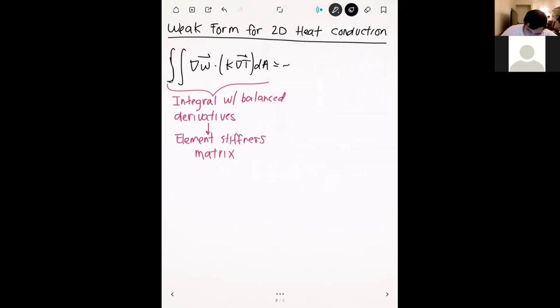This is going to be equal to minus a line integral of W times Q times ds. This integral right here is our Neumann boundary condition, because remember, whenever we have a weak form, any Neumann boundary conditions are baked into our expressions. We don't need to do them separately, like we usually do with the strong form. And this is going to be equal to the double integral of our weighting function multiplied by our heat generation, which is a function of x and y, dA. And so this is our heat generation.